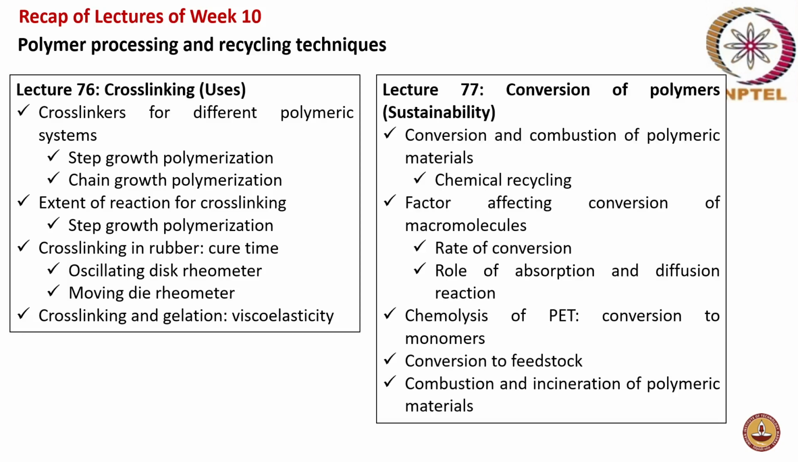Lecture 77 was on conversion of polymers. So this was on sustainability aspects of polymers, conversion and combustion of polymeric materials, the chemical recycling, factors affecting conversion of macromolecules, the rate of conversion, the role of absorption and diffusion, and then chemolysis was discussed. Chemolysis of PET, that is converting PET to its monomers. So how through different chemolysis techniques, you end up with different monomers of PET was discussed, and then conversion to feedstock, and then combustion and incineration of polymeric materials was discussed.